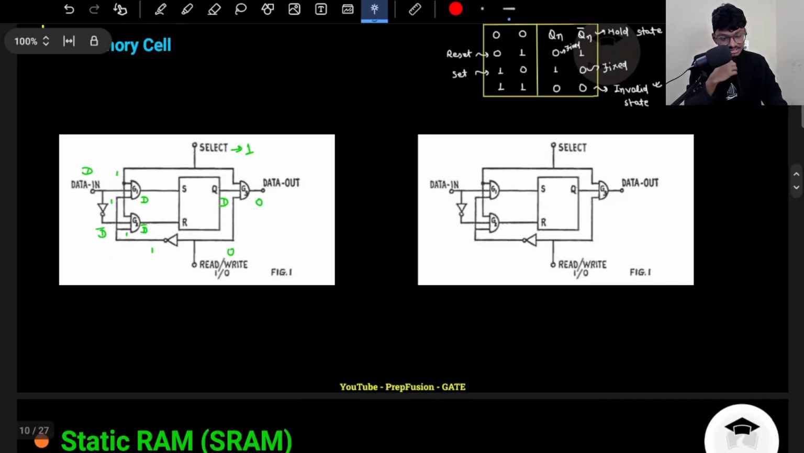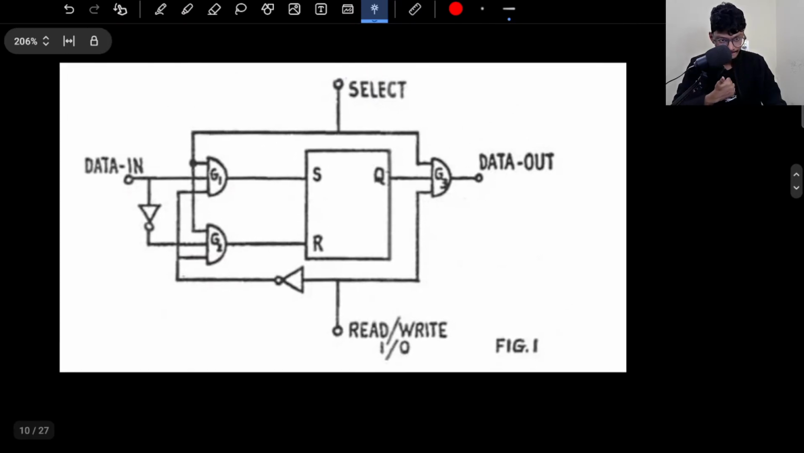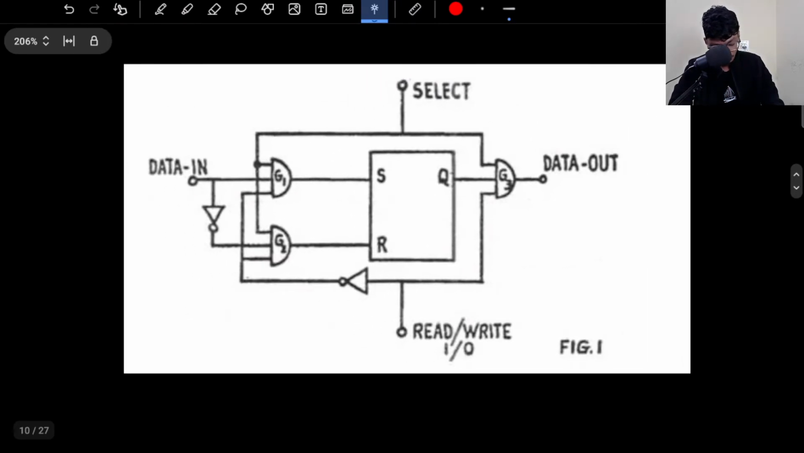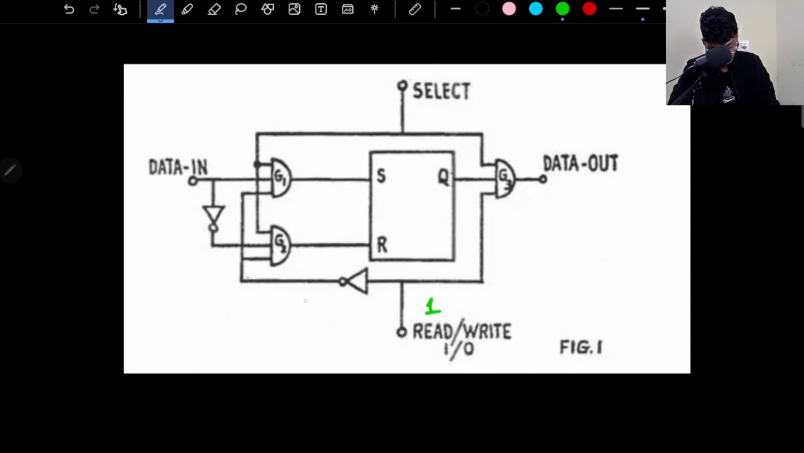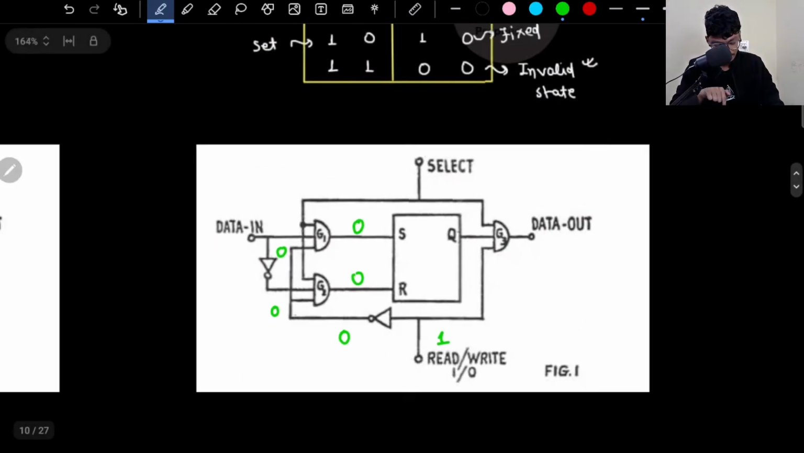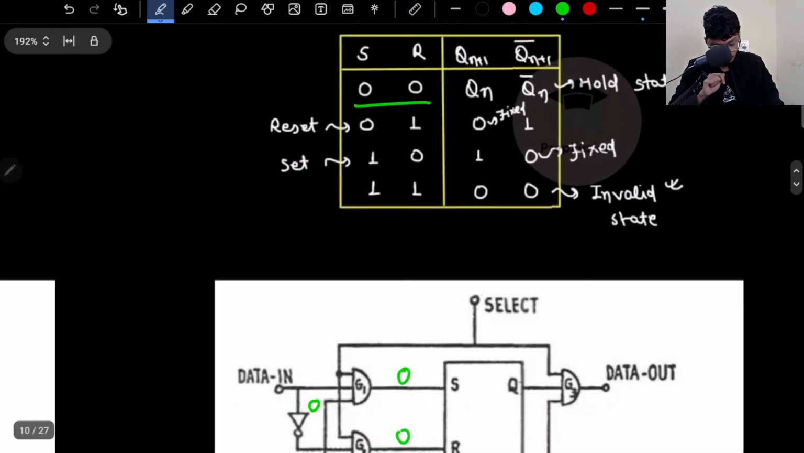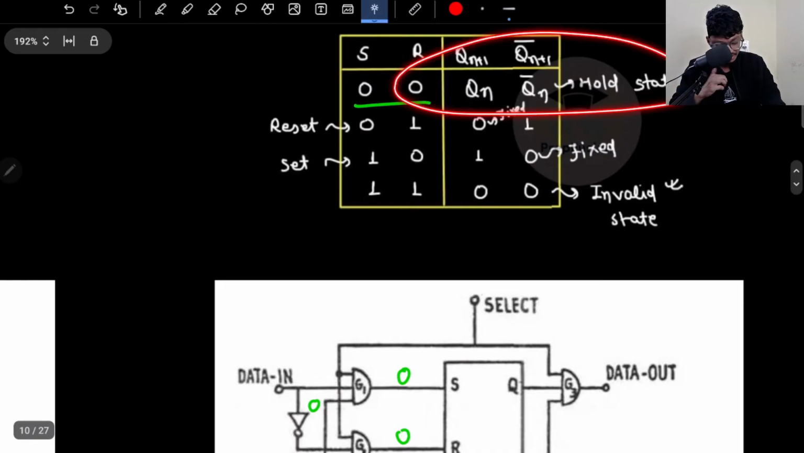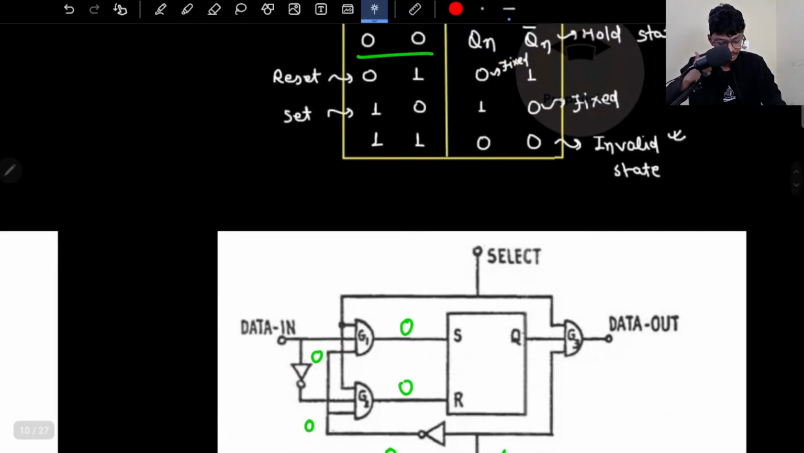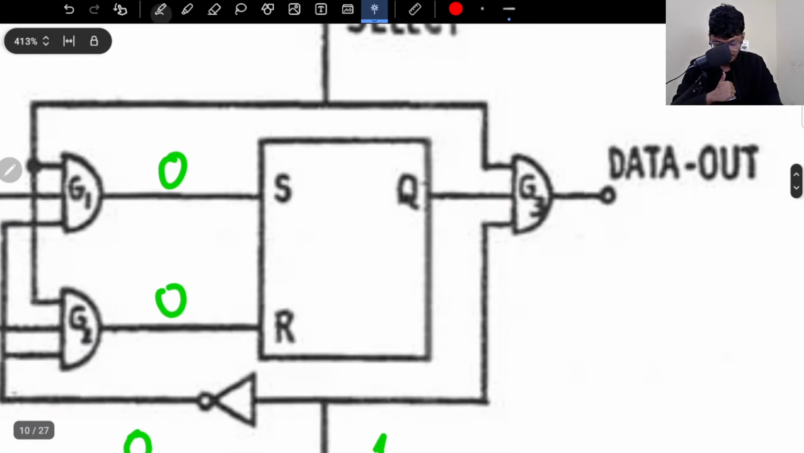Now let's come to the second case, reading. How will I read? For reading, this bit will be 1. If this is high, this is 0. Now this becomes 0, this becomes 0, and obviously the output here becomes 0, 0. Whenever SR is 0, 0, the output is the memory, the hold state. Whatever was stored previously, I will get as the output. So here I will have Q of the previous n.